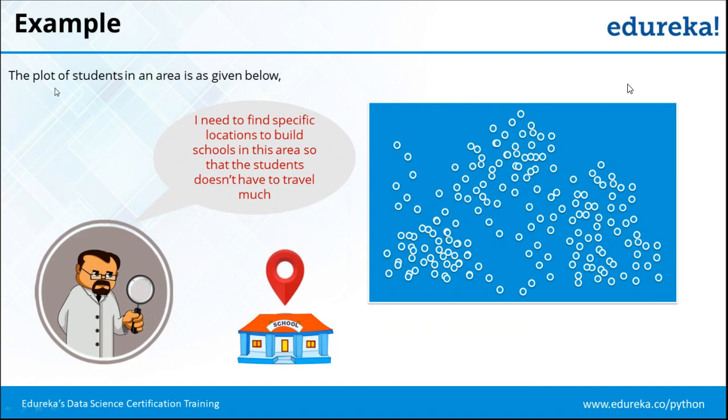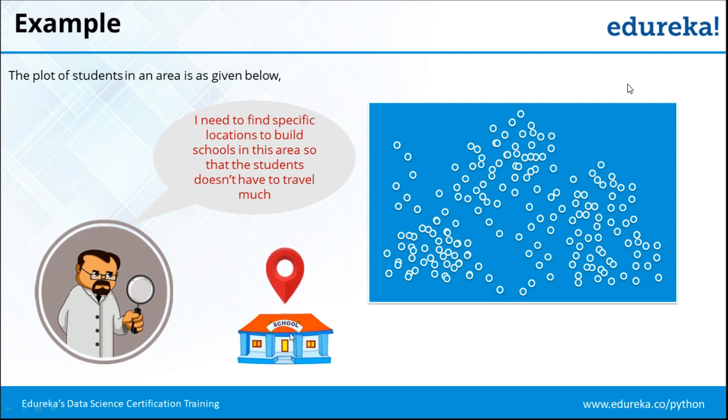Or let's say the plot of students in an area is given. So let's say it has been given how these students are distributed. Let's say this is a 2D figure which has been given to you, and each of these circular points is nothing but a student. So these are representing the students.